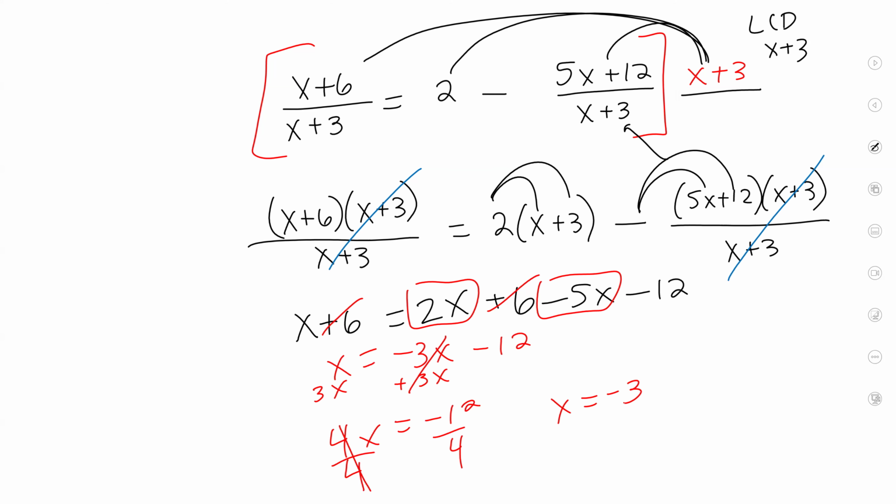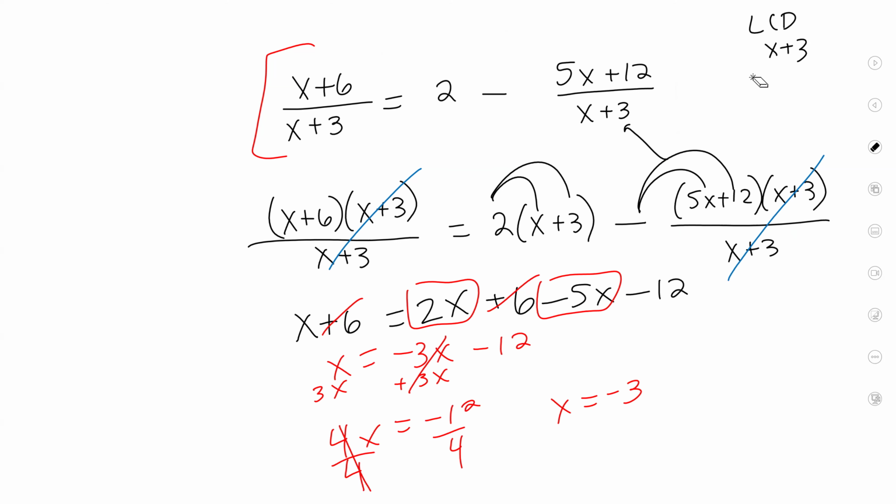But what do we need to do? We have to check it. So guys, looking at my original problem, this is what it originally looked like. If I remove these x's and put my negative 3 there, what happens? What's negative 3 plus 3? You get 0. Can you have 0 in the denominator? Okay, so this is no solution. Yep, you're right.